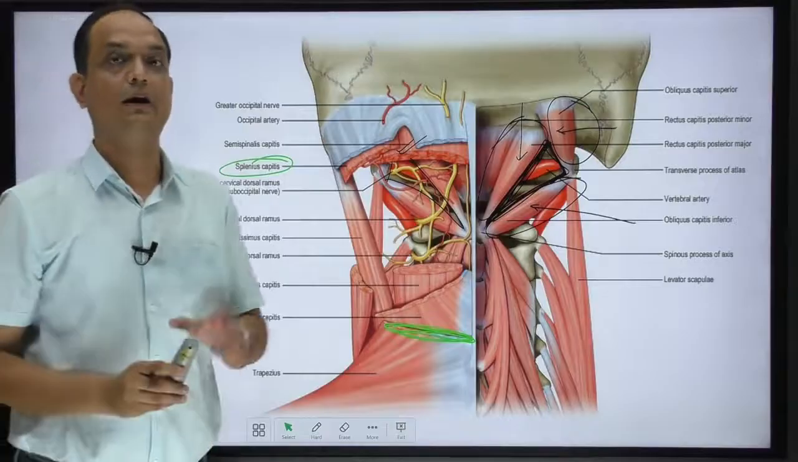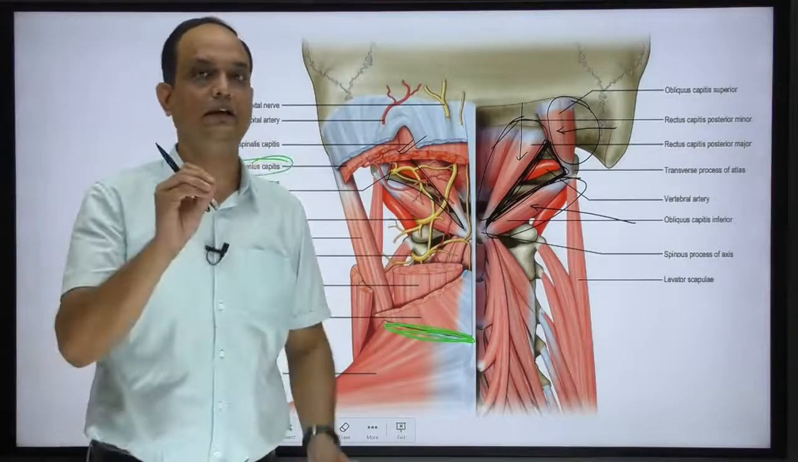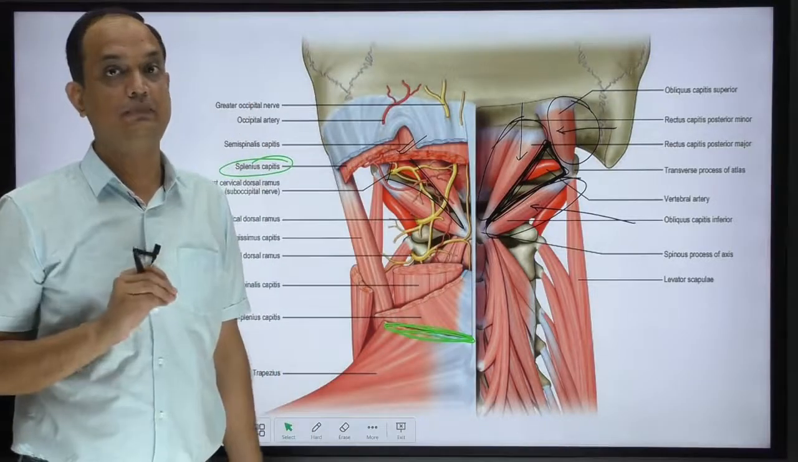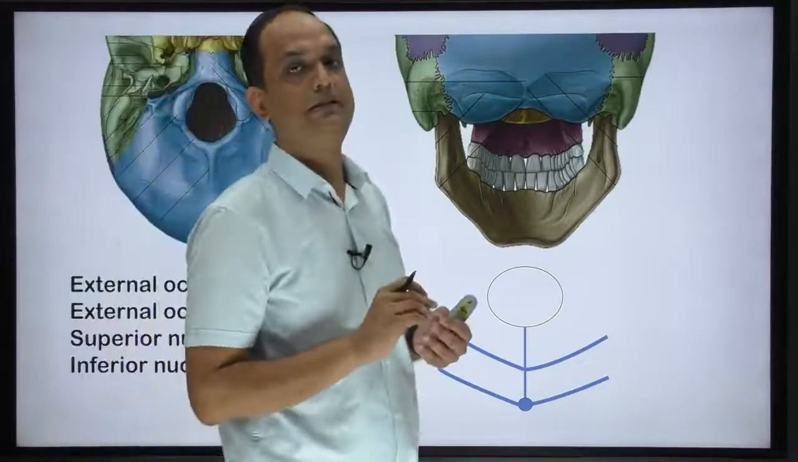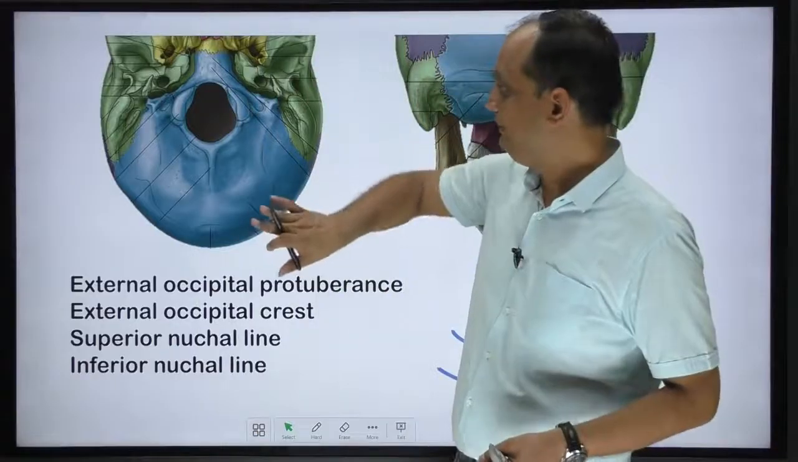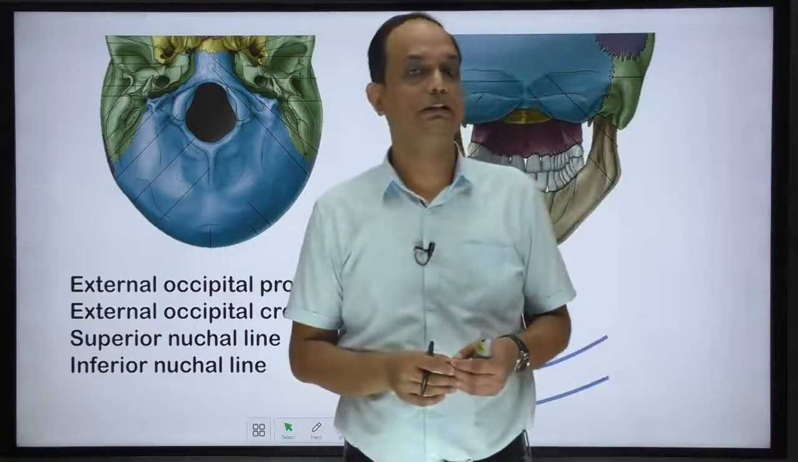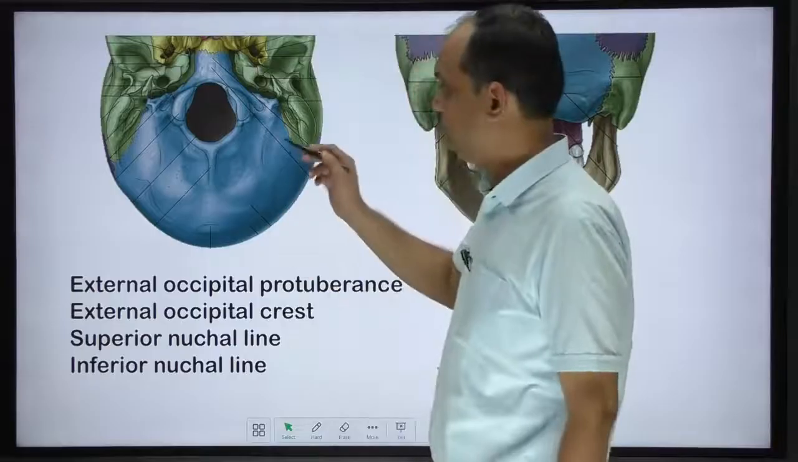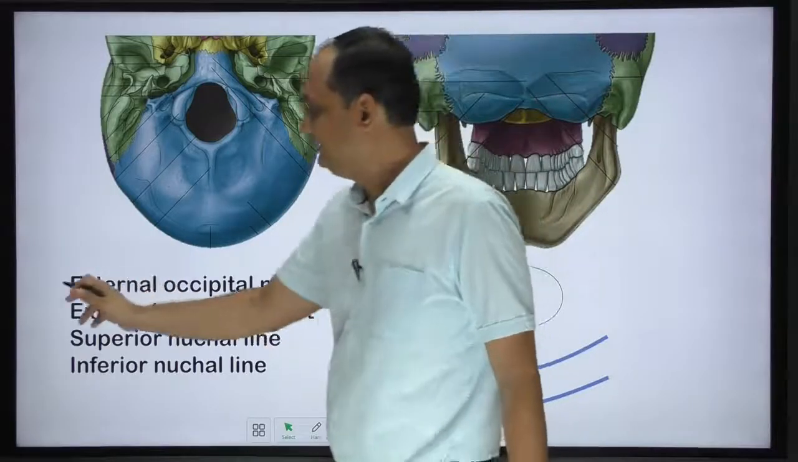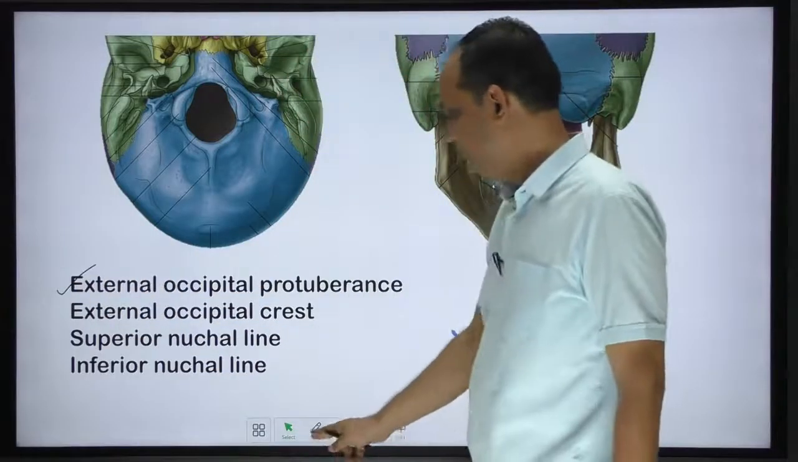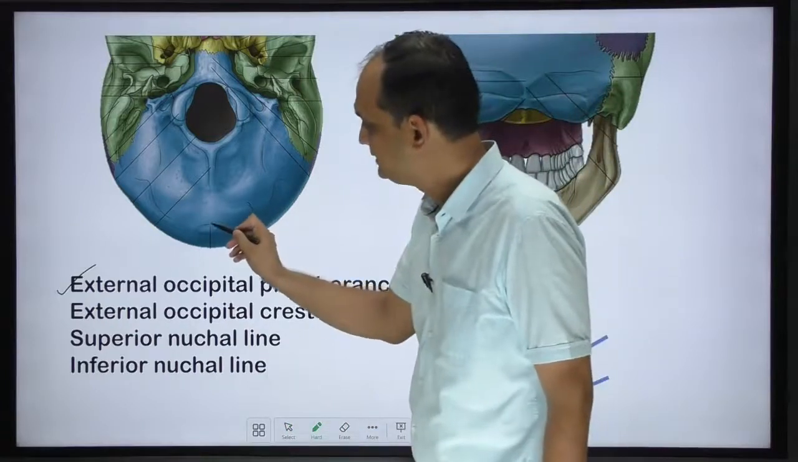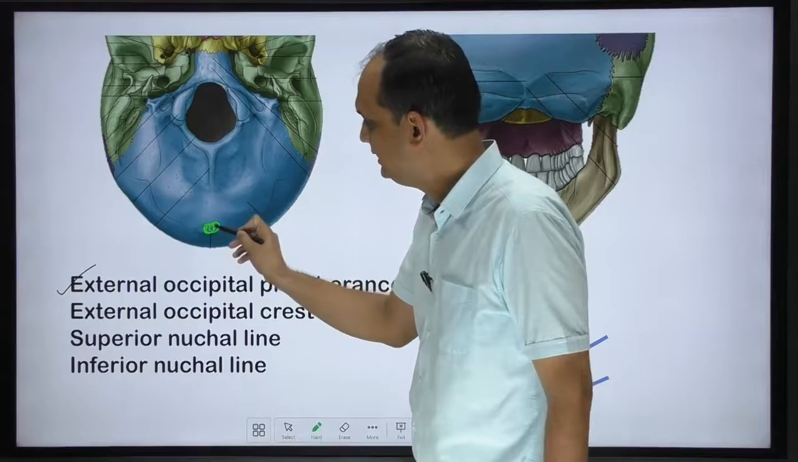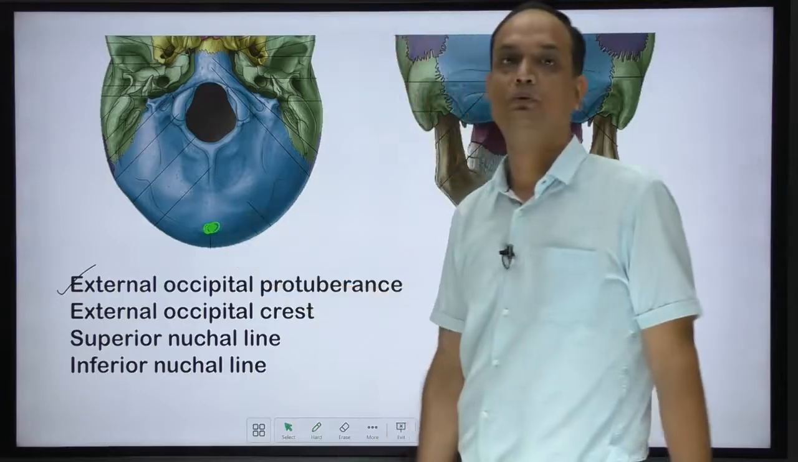Okay? Now how do we draw it? The main thing is how to draw and how to keep this in mind. For that you first understand the bony landmarks. So when you are seeing the skull from below, when you see the norma basalis, there are some important landmarks that we'll discuss. First is the external occipital protuberance. Now where is the external occipital protuberance? Now this point is known as the external occipital protuberance.